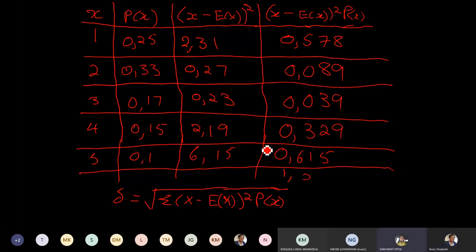1.321. The square root of 1.321 is 1.149. Do we all agree? Did we all get the same answer? Oh, I wrote 1.141, sorry, my bad. Let's rewrite that: 1.149. Are we all happy? Yes. Thank you.